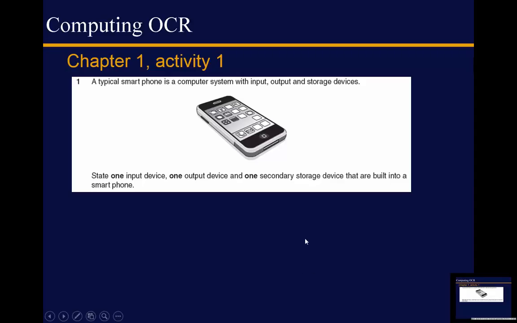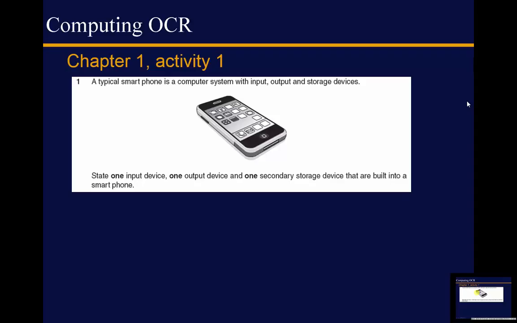If you read the question properly, for the storage it's referring to secondary storage. Now that means it's referring to the permanent storage and not the main memory, okay, which is RAM. So what I would like you to do is pause this video, try to answer it, and then afterwards compare it with what I have on the screen.